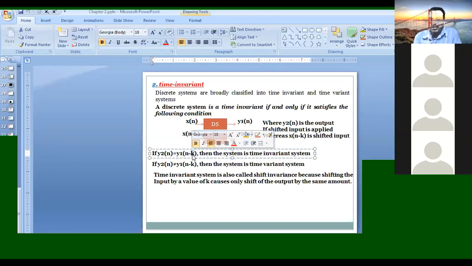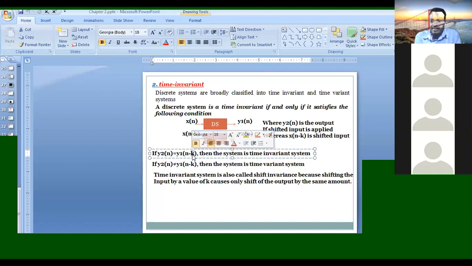When you shift the input by some amount k, what is the effect on the output? If the output is only shifted by the same amount k, as you can see here, when you shift the input, the output is also shifted, no other effect. The waveform, the amplitude, the frequency, everything is the same.